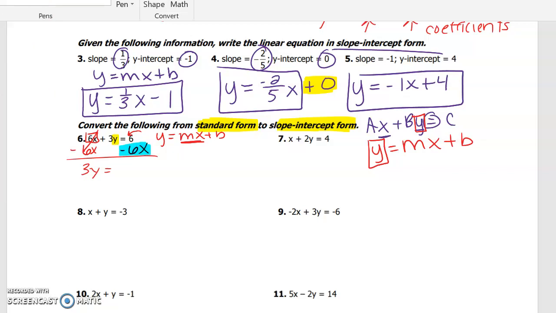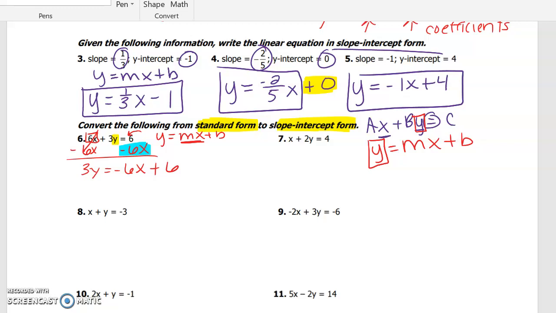And I'm going to place it in front of the 6 because for slope-intercept form, I want the x term first. So I'm just going to put it in front of that 6 and then keep my positive 6 out to the right. So that becomes -6x plus 6.